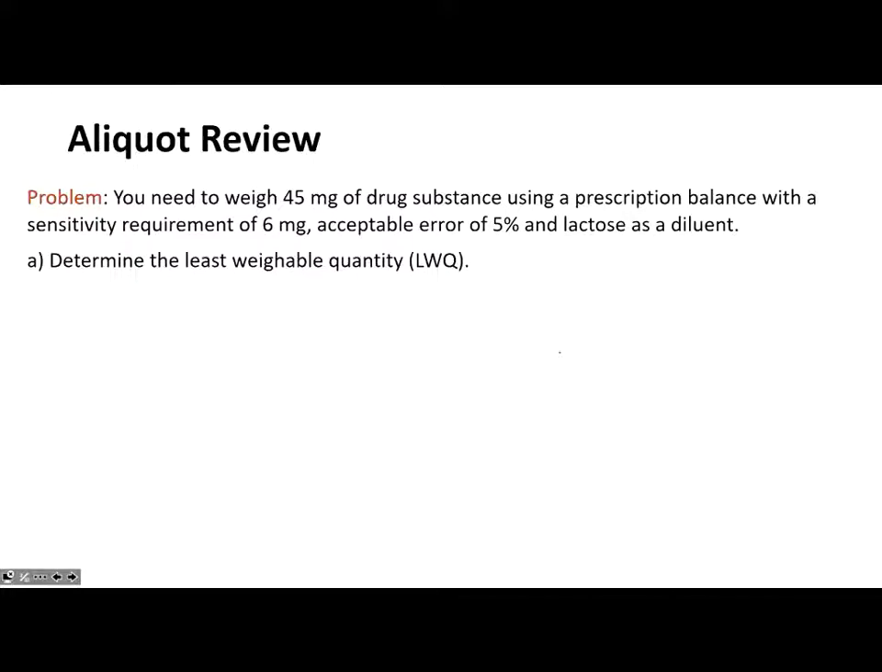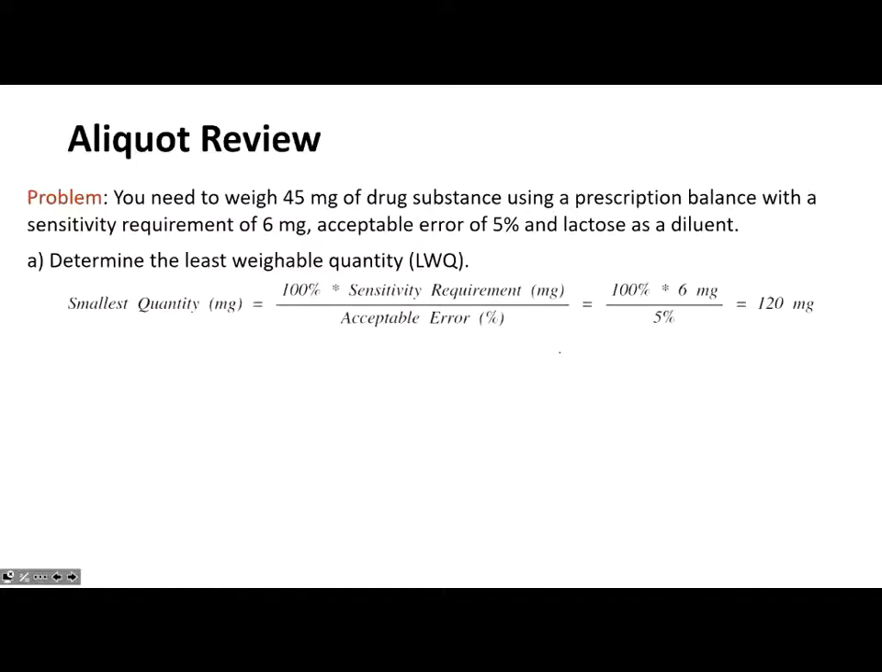What was the formula? Sensitivity requirement times 100 divided by the percent error. So if you took 6 milligrams times 100, that's 600. Divide that by 5, what do you get? 120 milligrams. So that's the dilemma. We only want 45 milligrams of drug, but we can't accurately weigh that on our scale. Given the precision, we can't really weigh less than 120 milligrams.